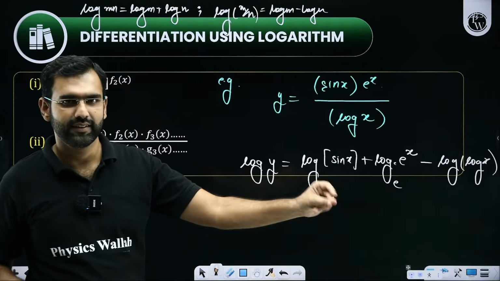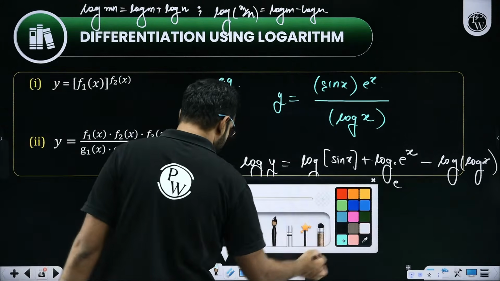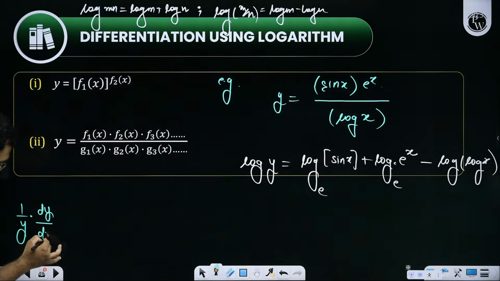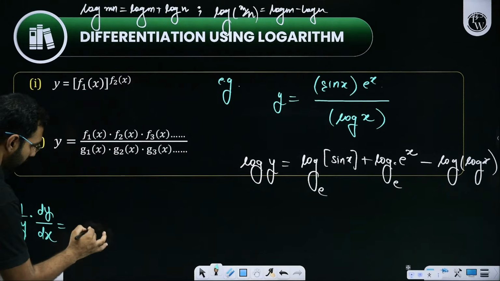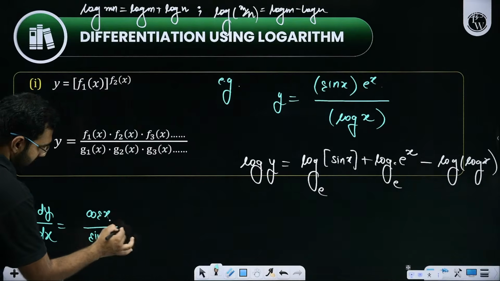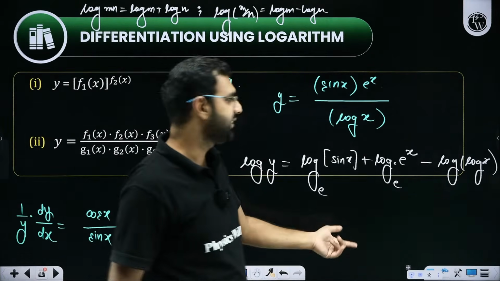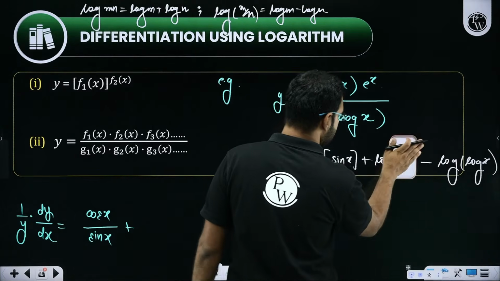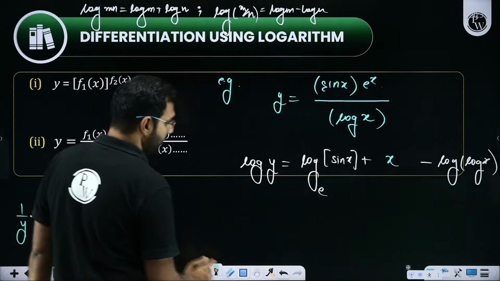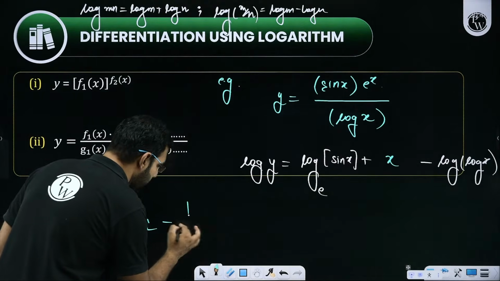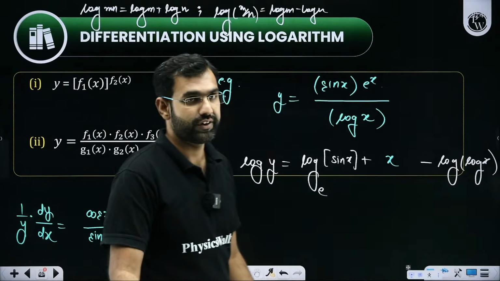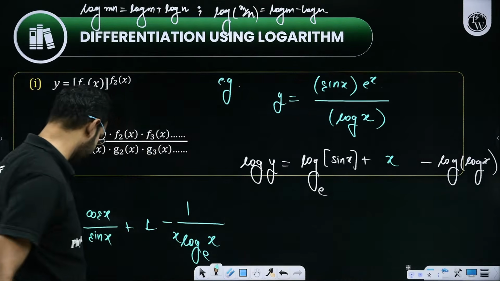Now, if this is simplified like this, differentiating it would be a little simpler and easier task. Why? Because log y when differentiated is 1 upon y. And of course, as per chain rule, dy by dx is equal to the derivative of log of sin x, which is 1 upon sin x, times the derivative of sin x, which is cos x, plus log of e to the power x. The base is the same, so it is x, and the derivative of x is 1. Minus, look at this chain rule, the derivative of log x is 1 upon x.